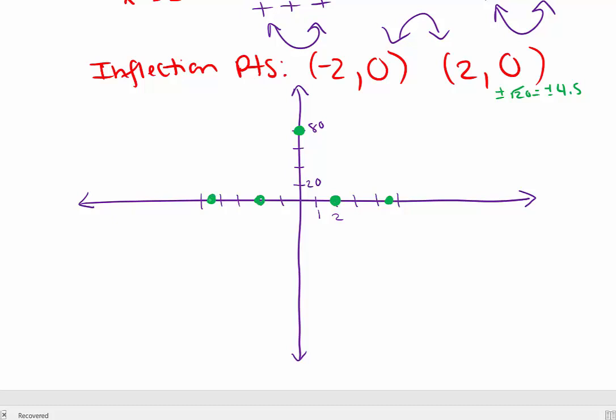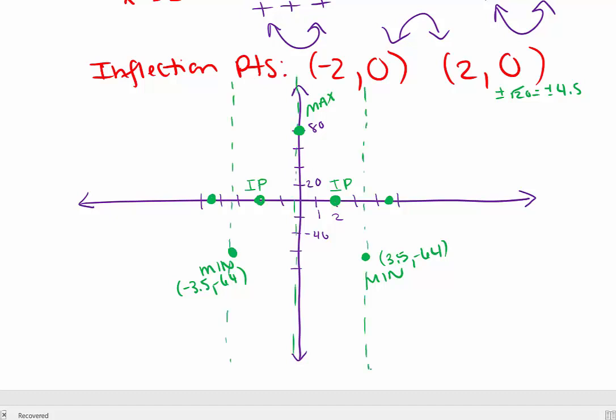In part C, we found out that this function has local mins and a local max. The local max was at the point 0, 80, and our mins were at 3.5, negative 64, and negative 3.5, negative 64. Our inflection points were at x equals 2, y equals 0, and x equals negative 2, y equals 0. And then finally, we are going to connect the dots using the information we got about this function increasing, decreasing, concave up, concave down.